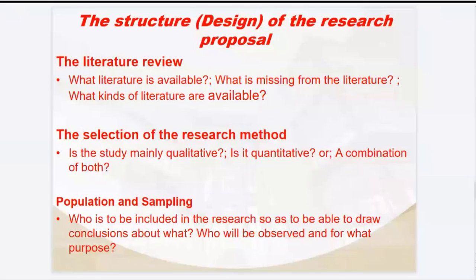Population sampling, who is to be included? It is important to know where information will come from. Who's going to be included in the research so as to be able to draw conclusions about who will be observed, and for what purpose. And let us just look at what the researcher did. If there is literature review, if there's methods that have been selected, and if there is a sampling design that was proposed. Let's look at this.